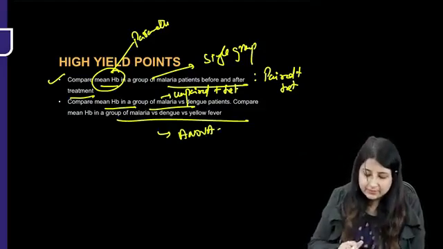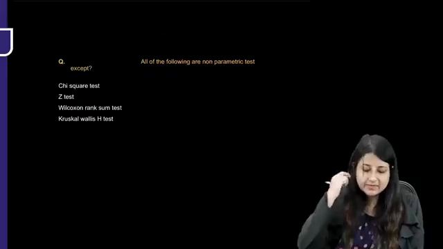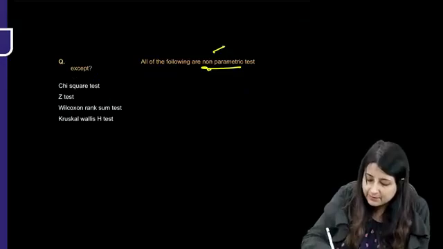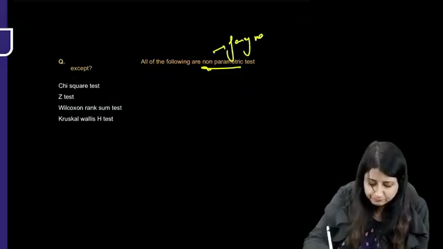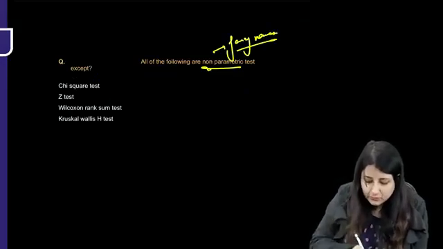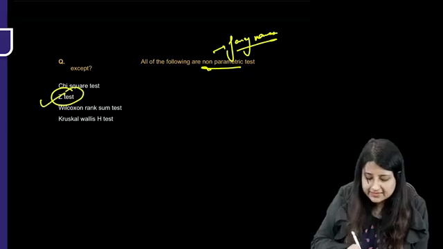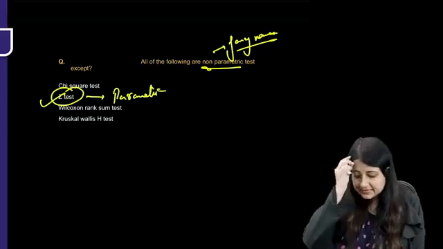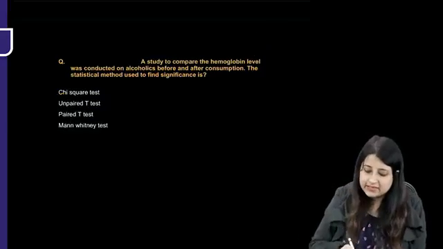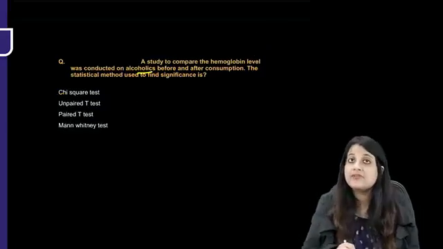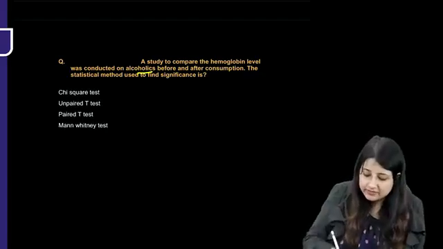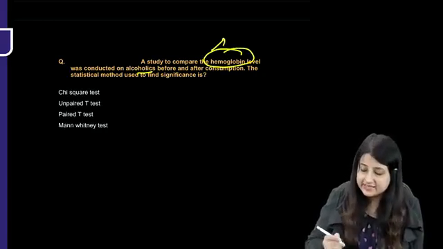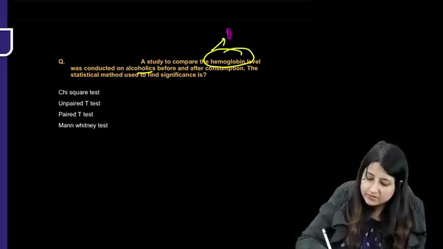Now just have a look at some of the examples. See, all are non-parametric tests except one. I told you for non-parametric tests, remember you have fancy names, and there is only one alphabet over here, so Z test. Z test is parametric. Next, a study to compare hemoglobin level was conducted on alcoholics before and after consumption. What are you using? First, look at your outcome variable, hemoglobin. So, hemoglobin is quantitative or qualitative? Of course, hemoglobin is quantitative.